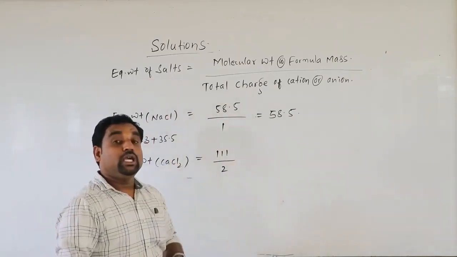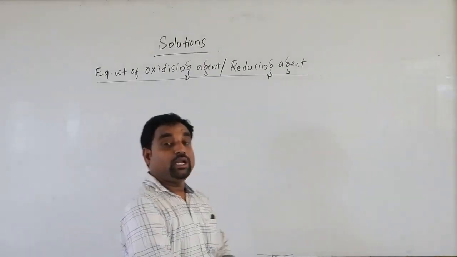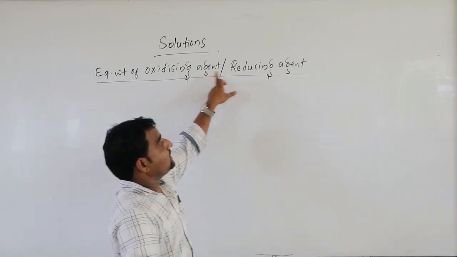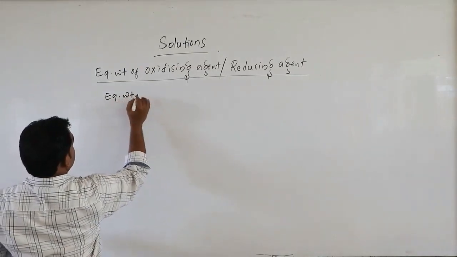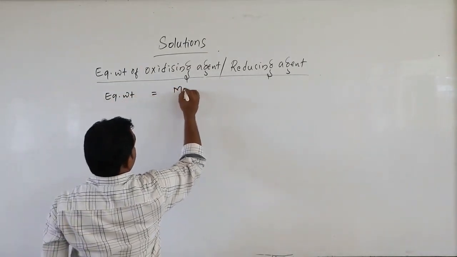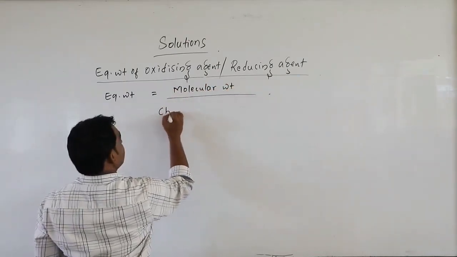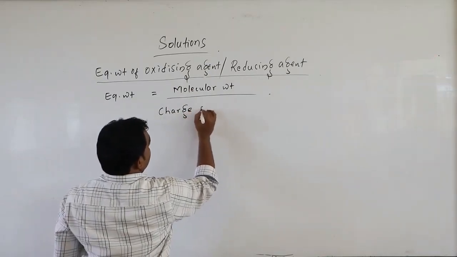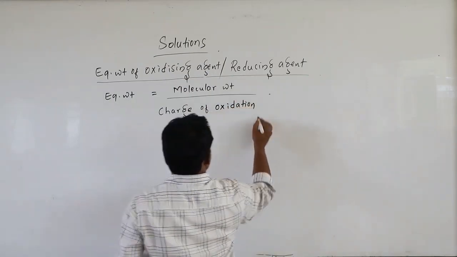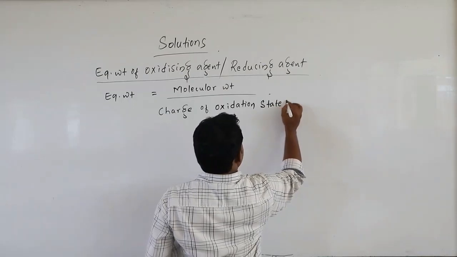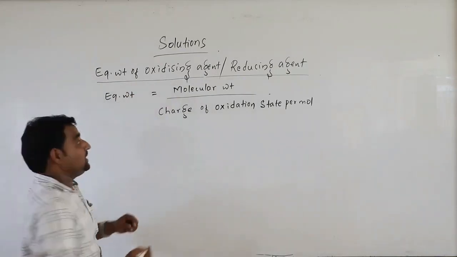Now we discuss the equivalent weight of an oxidizing agent or reducing agent. How do we calculate it? The equivalent weight of an oxidizing agent or reducing agent is equal to the molecular weight divided by the change in oxidation state per molecule. This is the formula to calculate the equivalent weight of an oxidizing agent or reducing agent.